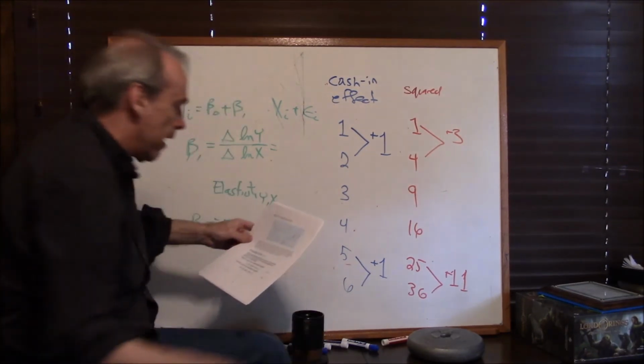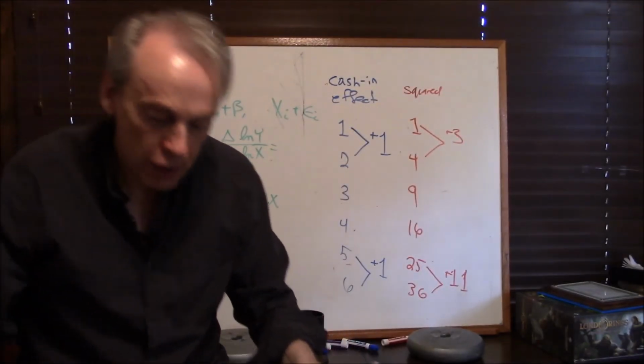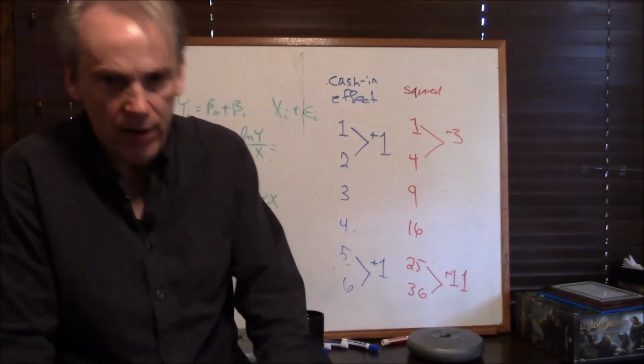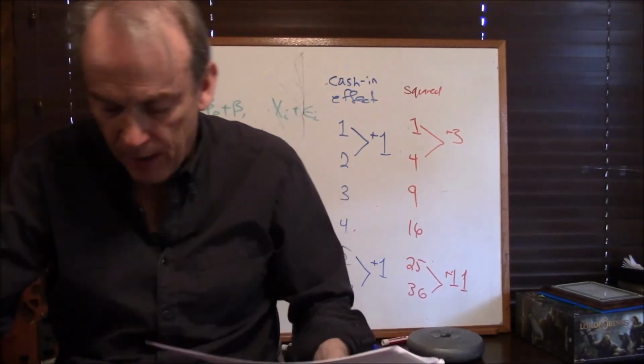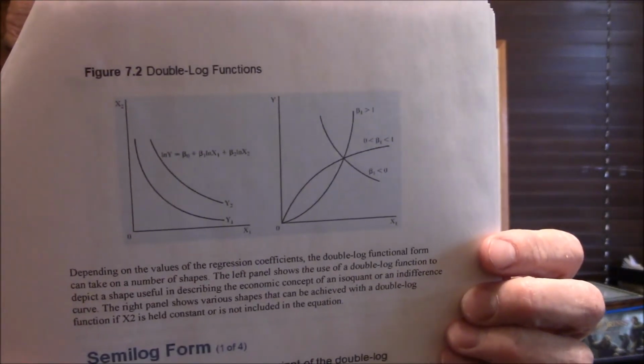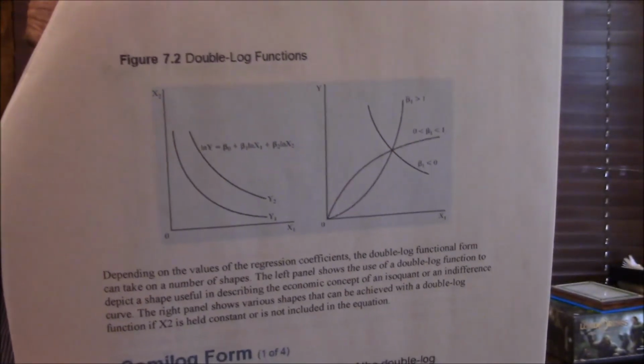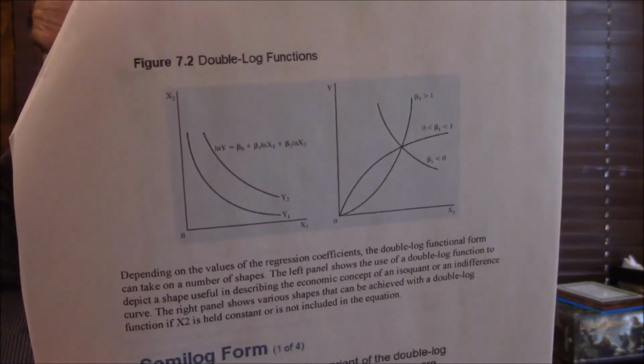Oh, actually, let me back up for a second and show you what the possibilities are with the shape of the function. With the shape of the functions. This is all in the book. Again, very good reference. On figure 7.2, it gives you a variety of, hey, if your estimate is so-and-so, then your relationship looks like this.